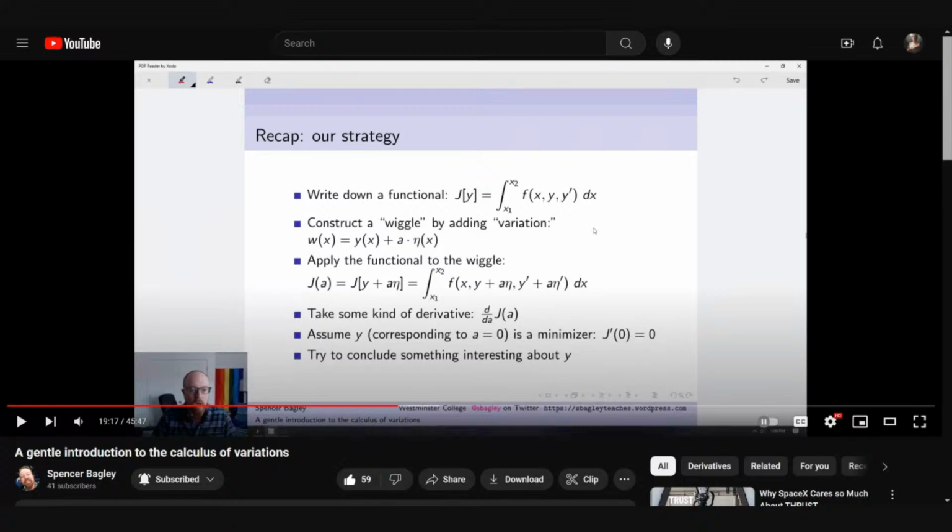Second step, construct a wiggle by adding variation. So the wiggle is the original y plus a times eta. Apply the functional to the wiggle. J of a is equal to J of y plus a eta, which is just w.